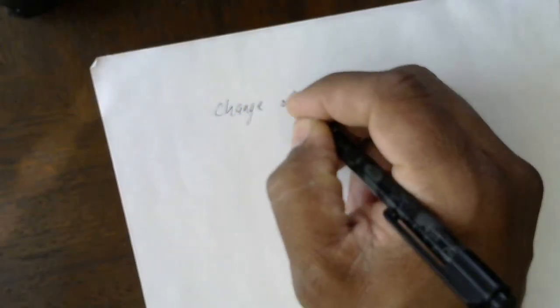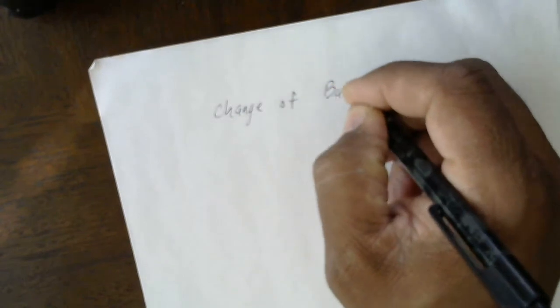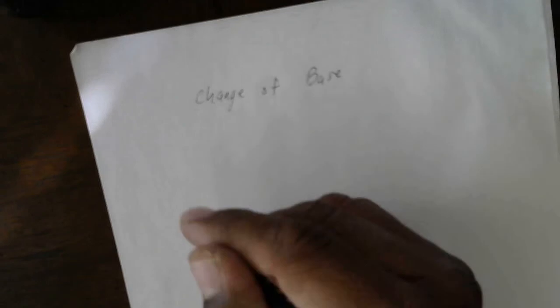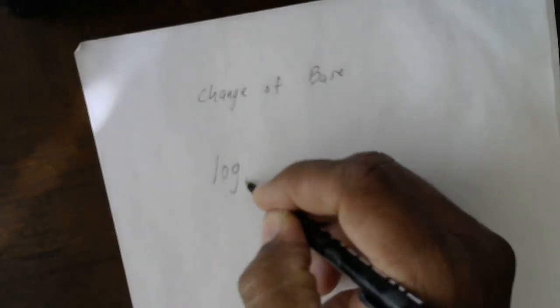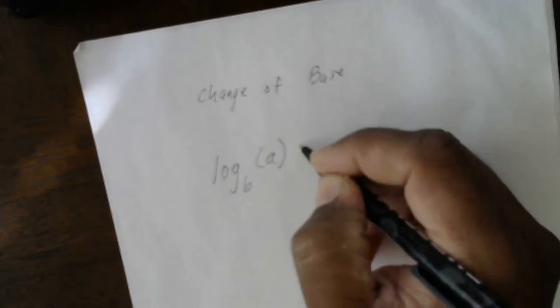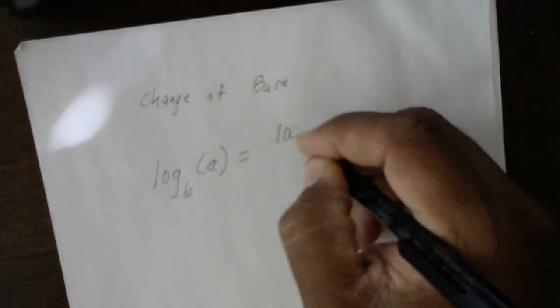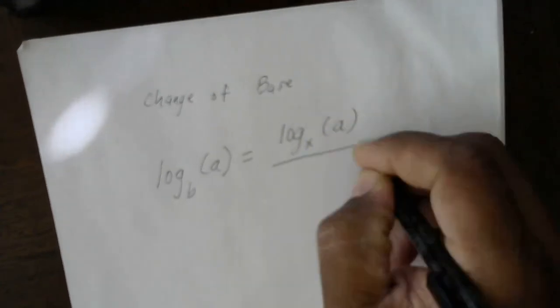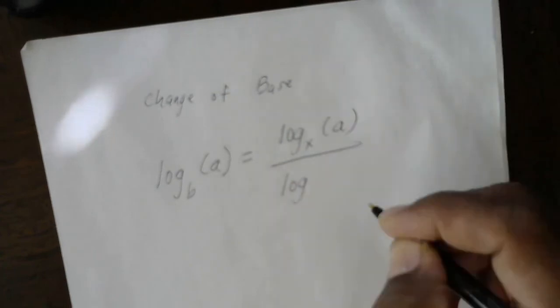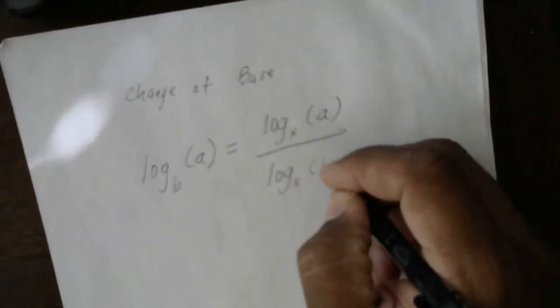All right, so here was our change of base form. It was log base B of A, that's equal to the log base X of A divided by the log base X of B.